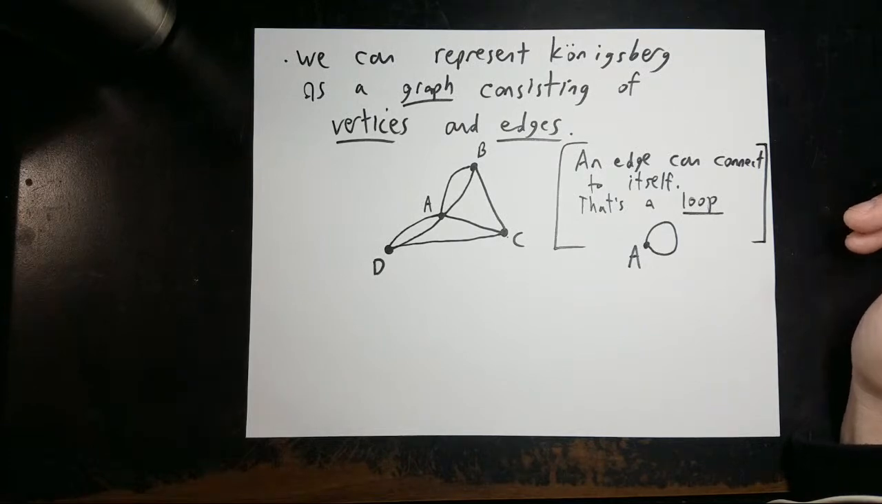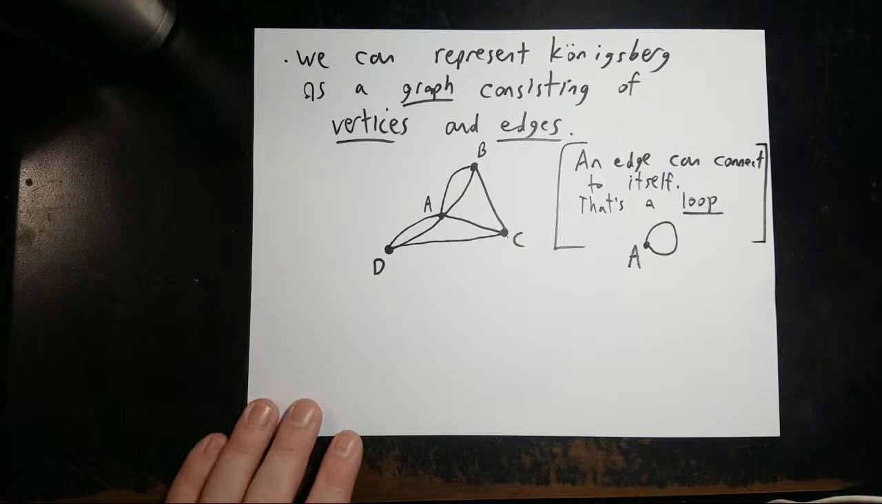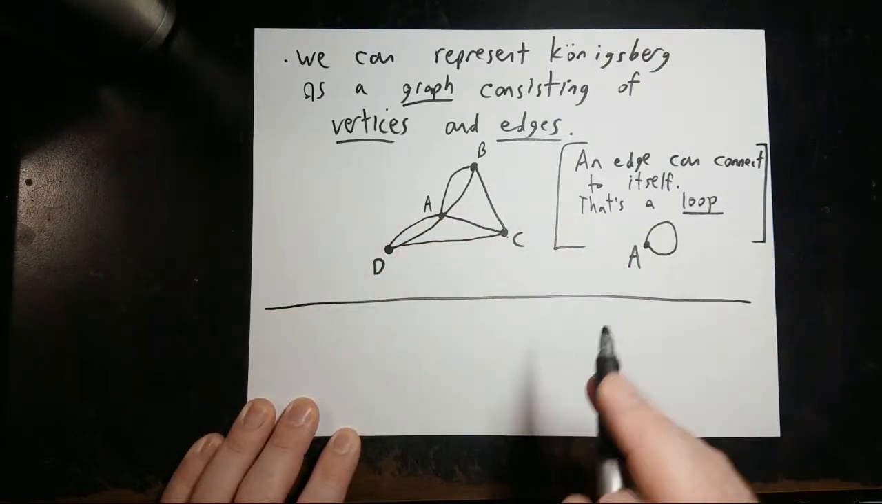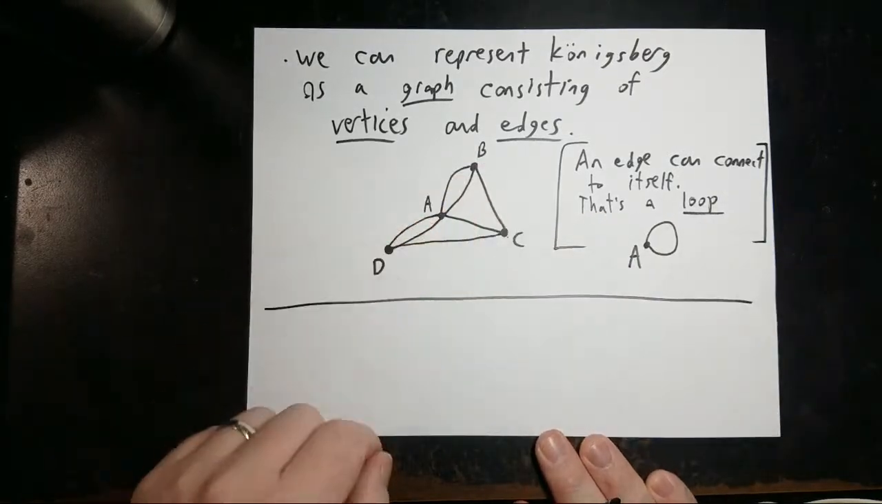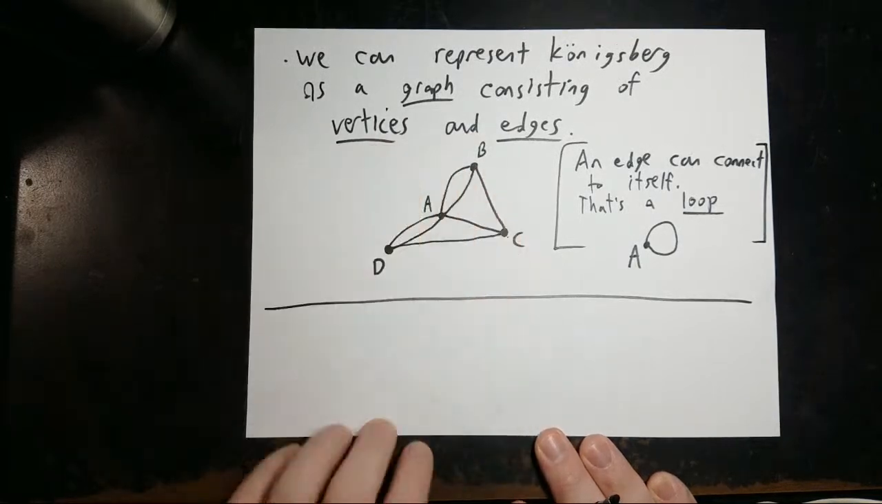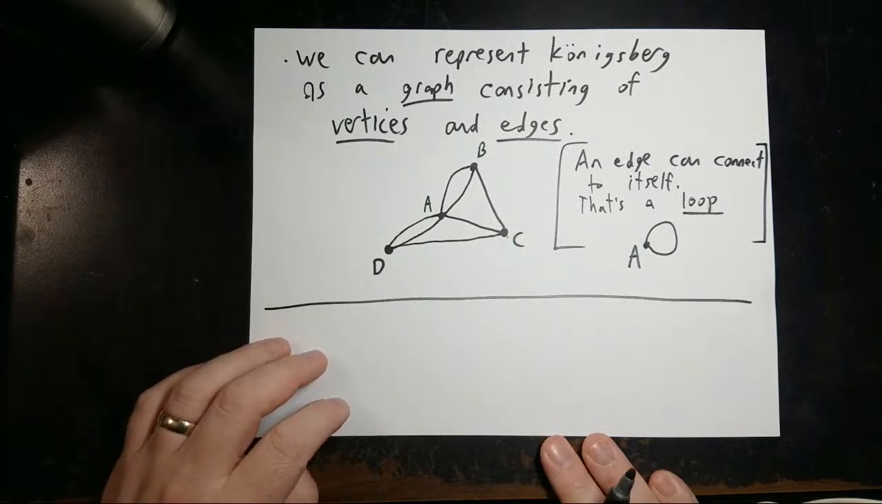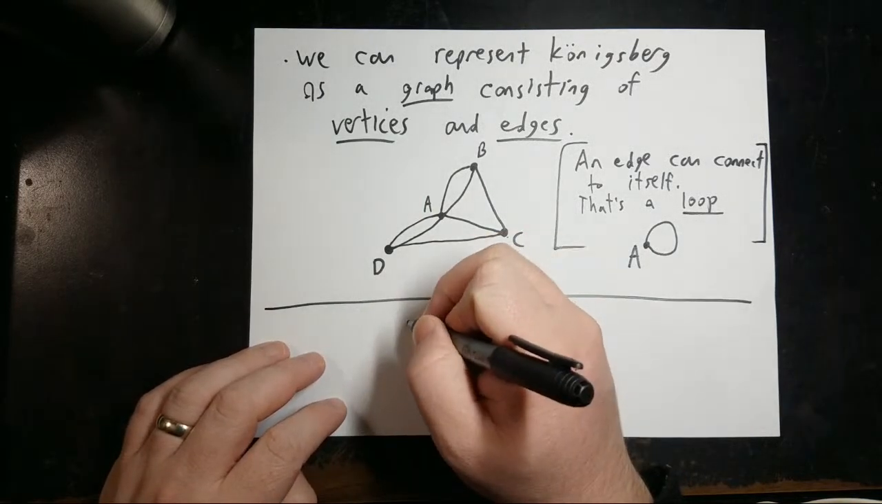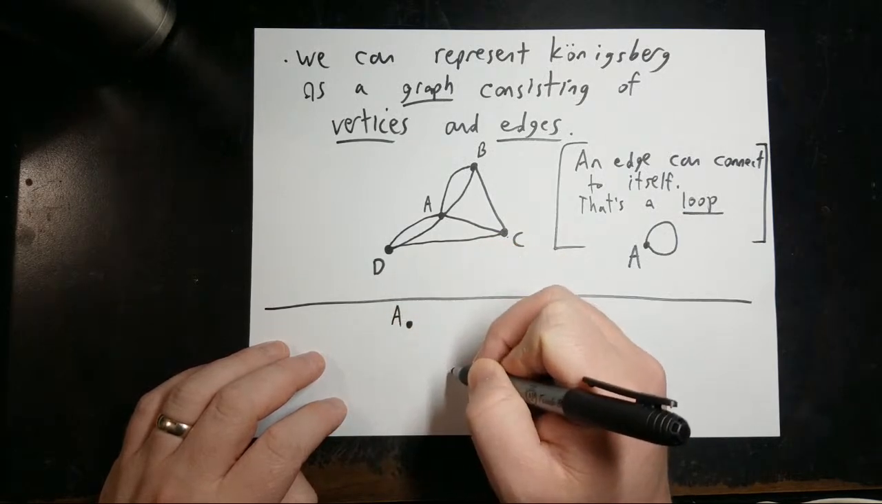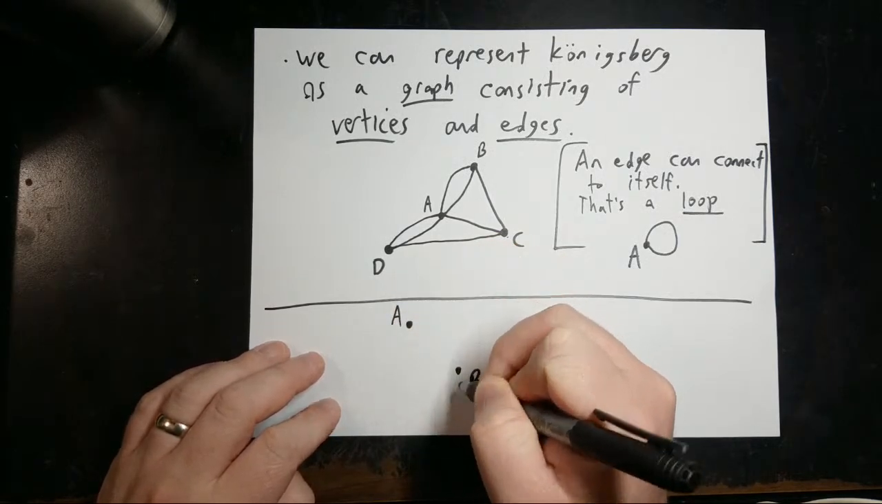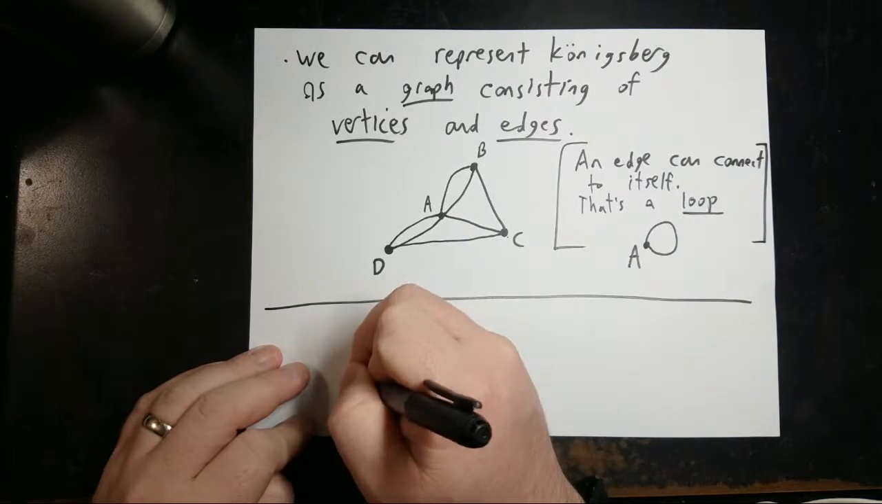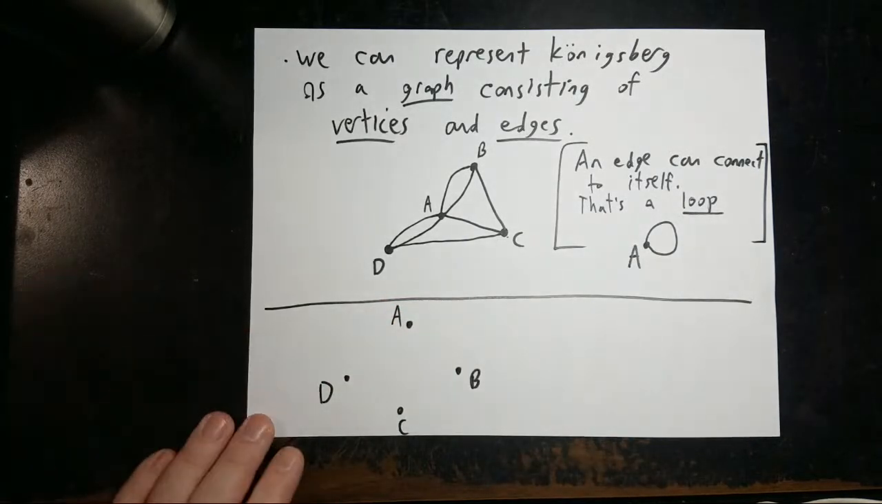Anyway, now I'm going to draw this very slightly differently. If you notice, when I drew Cohensburg before, I did A, B, C, D. I tried to represent it like the actual map was. But you don't have to do it that way if you don't want to. I can have it as A, B, C, D.